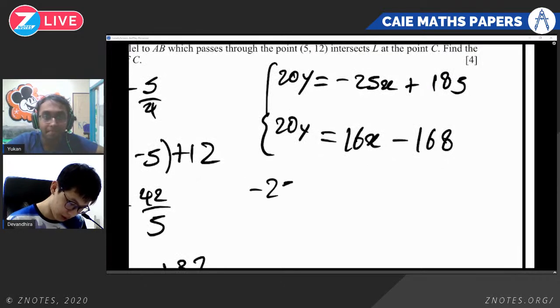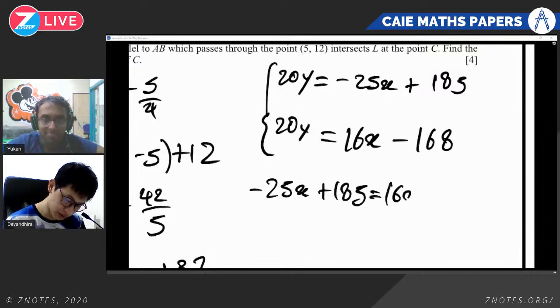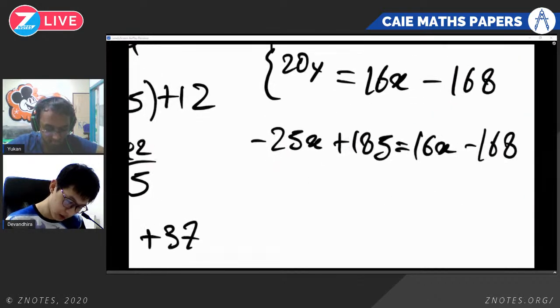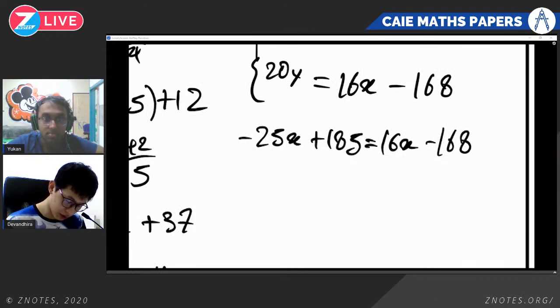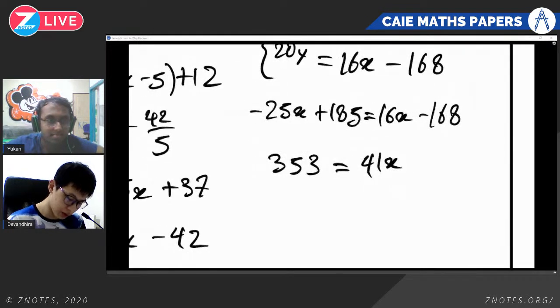Negative 25x plus 185 is 16x minus 168. So we can do this normally now. Let's bring the 25 to the other side and this one to the other side too. Can you calculate that for me? 168 plus 185 is 353. 16 plus 25 is 41. So 41x equals 353. Is that right? Can you confirm?